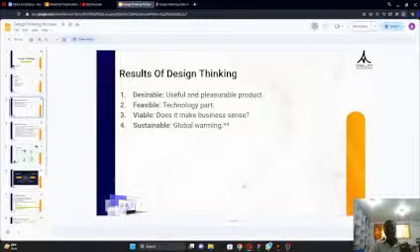The next one is feasible. You have to consider the technology part. Say you want to create a platform that can solve problems for students in schools, and you are creating that product only for desktop. You are only creating the desktop view.